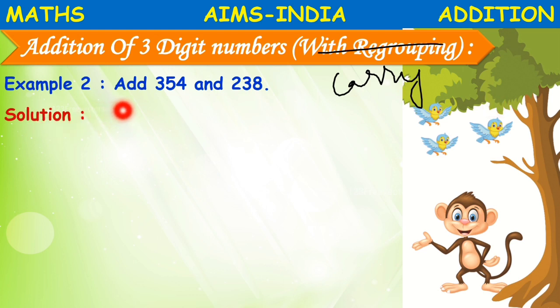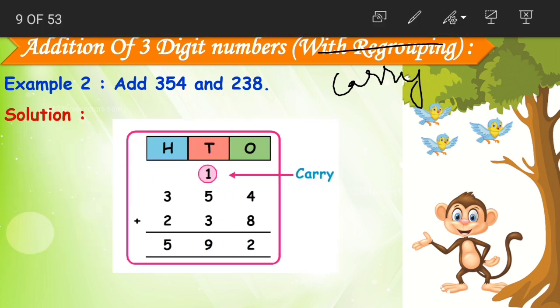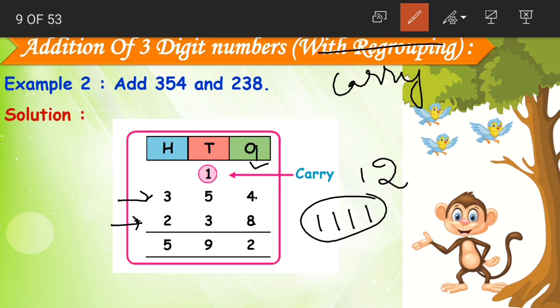We have an example here. Add 354 and 238. Again in the solution, what do we do? We write both the numbers, 354 and 238. Coming to the ones place, 4 plus 8 becomes what, children? 4 plus 8 becomes 12. How? After 8 we have 9, 10, 11, 12. When we add 4 to 8 we get 12.